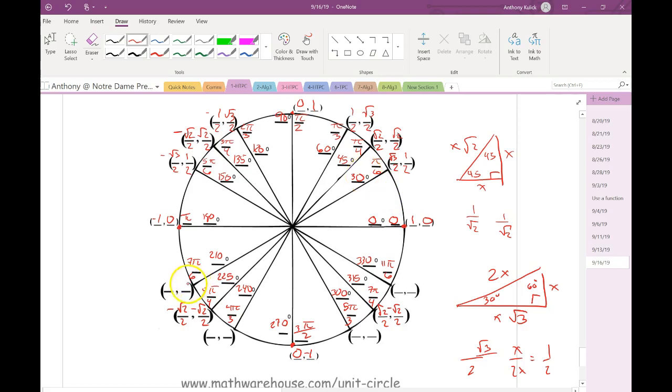This one should match here, so this one should be negative square root 3 over 2, negative 1/2. And this one should be negative 1/2, negative square root 3 over 2. And this one should be negative 1/2, positive square root 3 over 2. And this one should be negative square root 3 over 2, positive 1/2.